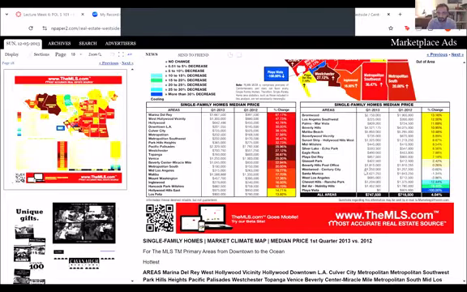Beverly Hills, almost 2 million. Westwood, 1.5 million. Santa Monica, 1.5 million. Like we know these communities. We know who lives there. We know who doesn't live there.